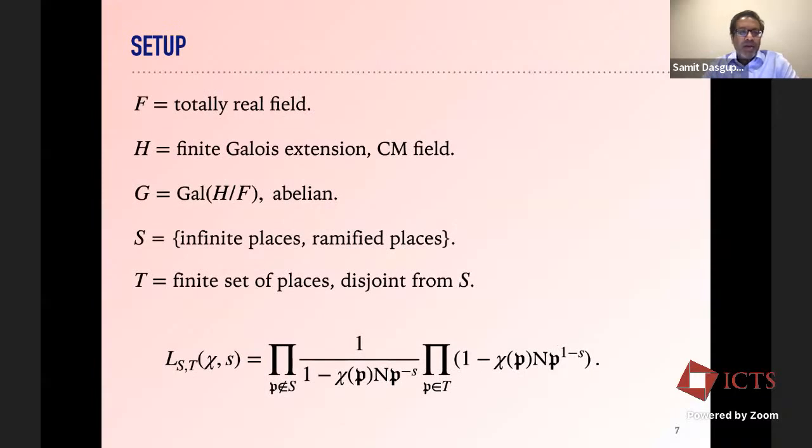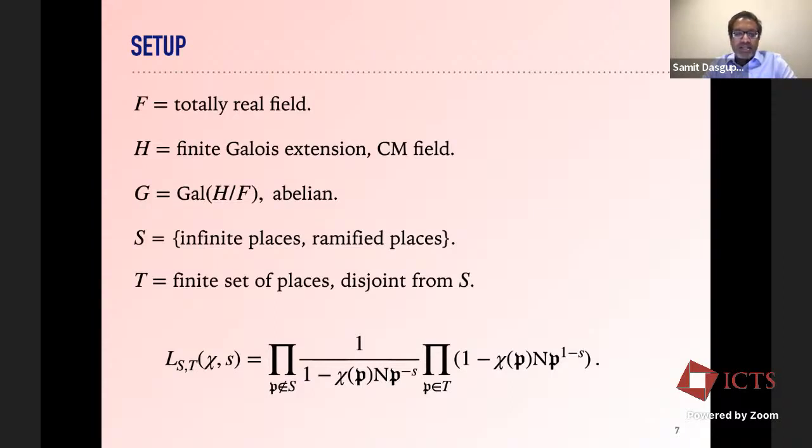Okay, so now I want to go back to the setting that I described in the previous lecture, and this slide I think is just taken directly from that lecture. So the setup that I'll consider is that where your F is a totally real field. Okay, and I want to consider the Brumer-Stark conjecture again, or I'll remind you what it states in the next slide. So for that, we consider a finite Galois extension H of F, whose Galois group G is abelian, and I assume that abelian extension is a CM field. And we let S be the set of infinite places and ramified places, and T to be some other finite set of places disjoint from S, satisfying some mild conditions.